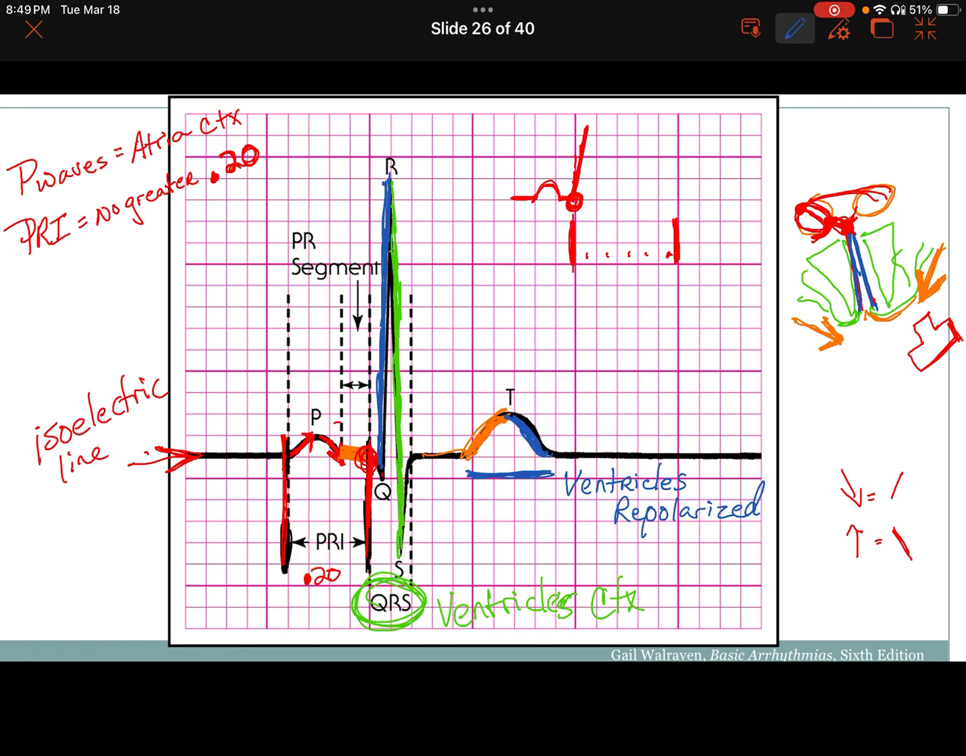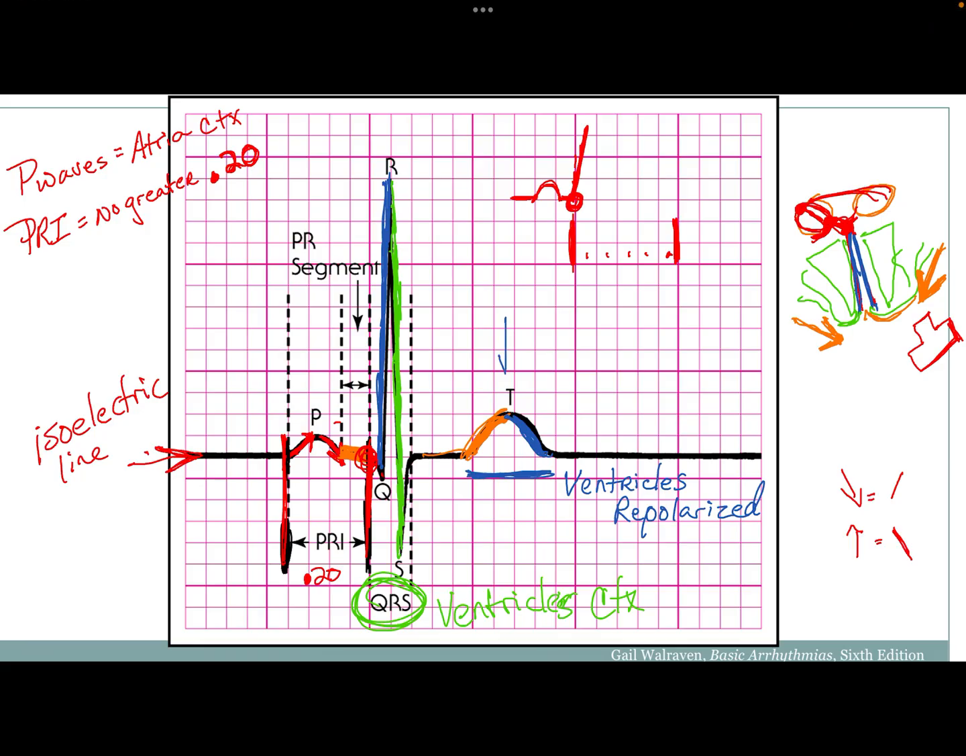Now there's an important note here. If you can get to the apex of the T before your next electrical impulse comes through, you're good to go. I know we'll get into that in a slide or two, so I'm going to let that ride for a second. Make another point of reference.